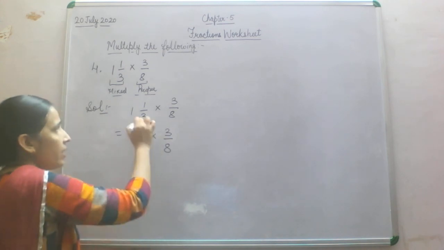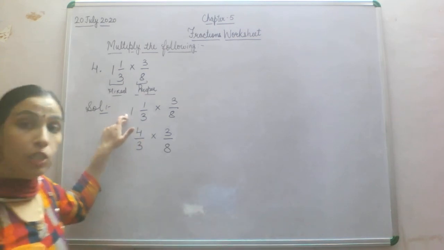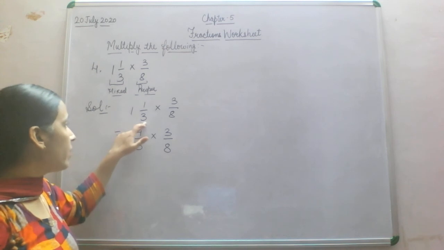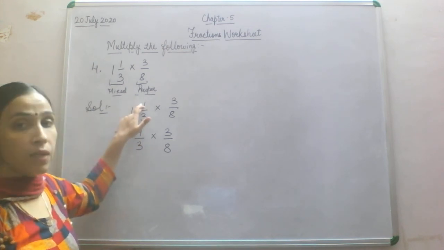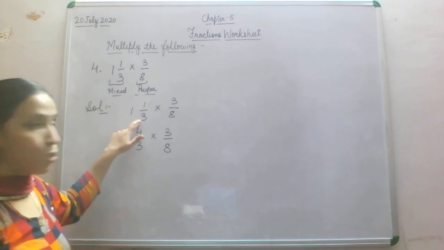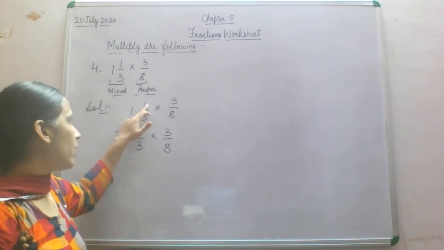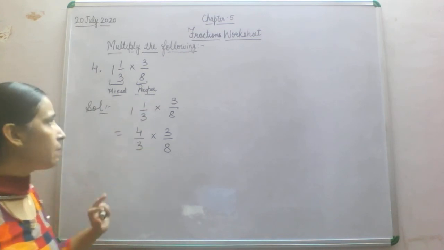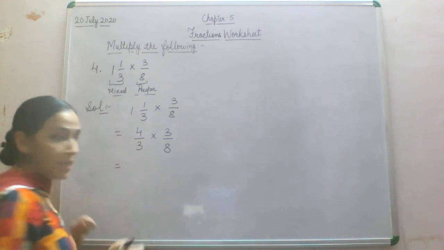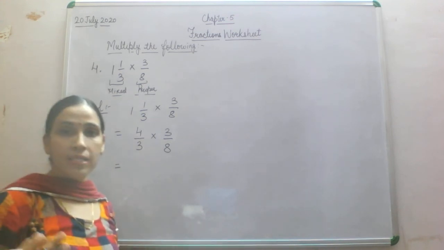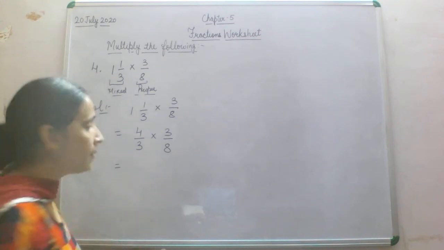See this again. This 3, the denominator, is going to multiply by the whole number, which is your quotient. The denominator will multiply by the whole and then the remainder will be added. 3 is going to multiply by 1. 3 ones are 3 plus 1, that will be 4. 4 by 3 multiply by 3 by 8. Now what is the second step? The second step is the numerator is going to multiply by the numerator.